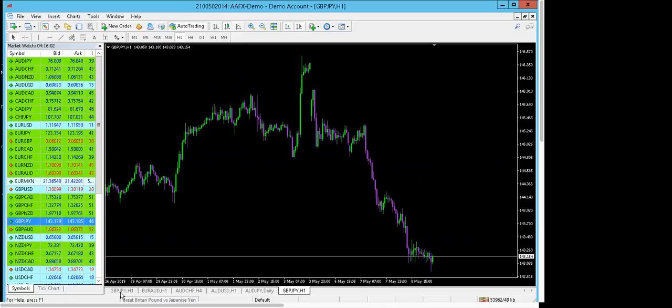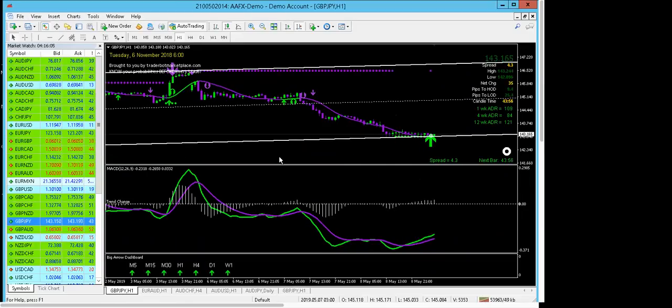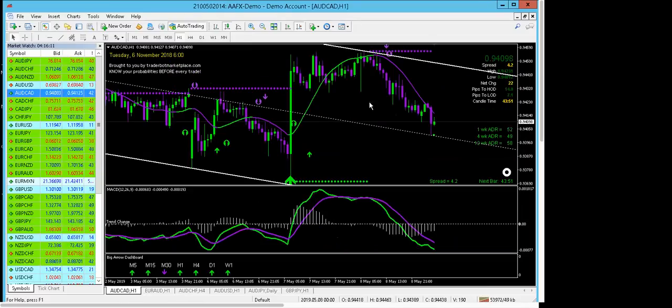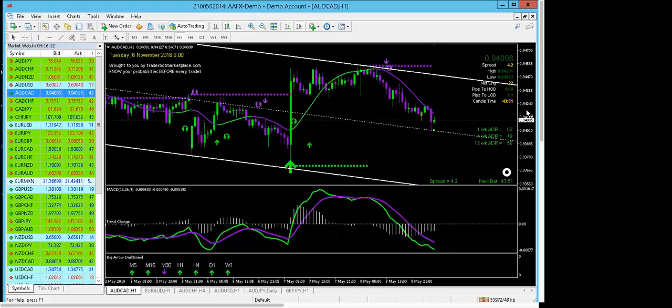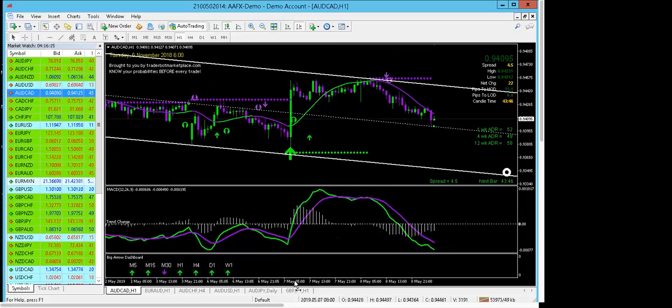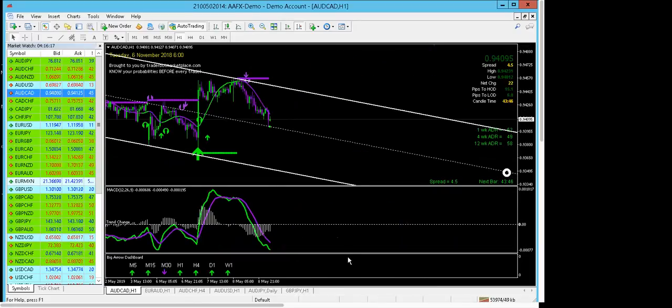Hey, Irvin just sent an alert for AUD CAD. Everybody look at it. Also, Jen, can you explain the big arrow dashboard, how you use it, on my computer? Okay, one thing at a time. I will explain this, but live trade first.